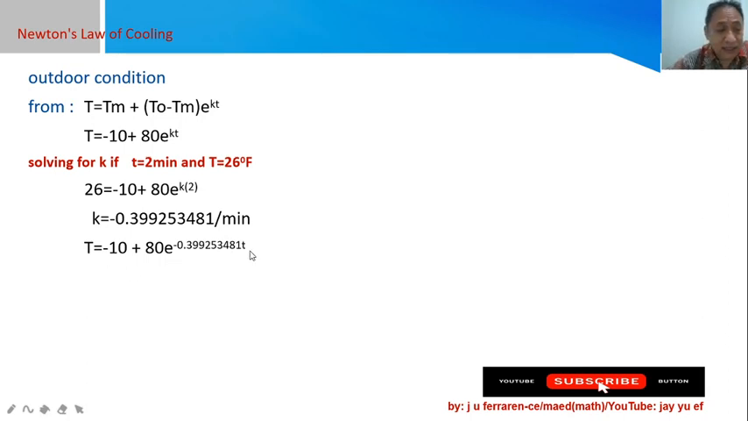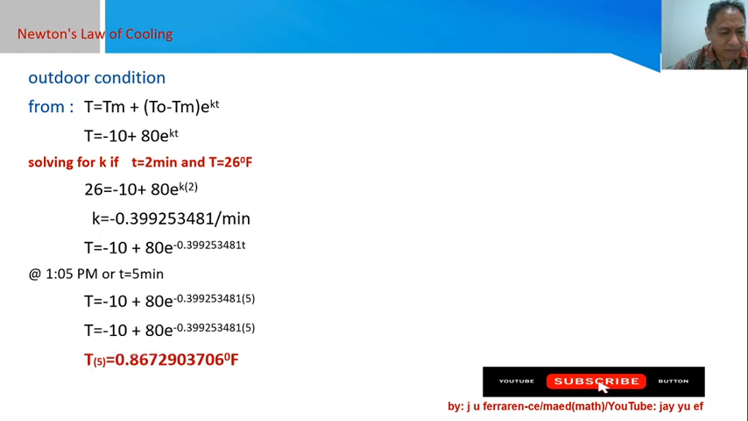Now what is the reading on the thermometer at 1:05, or 5 minutes after? We can substitute T with 5. So the reading is approximately 0.867 degrees Fahrenheit.